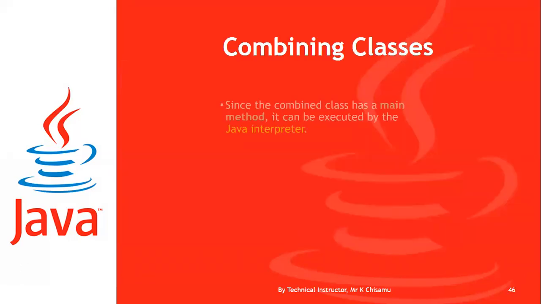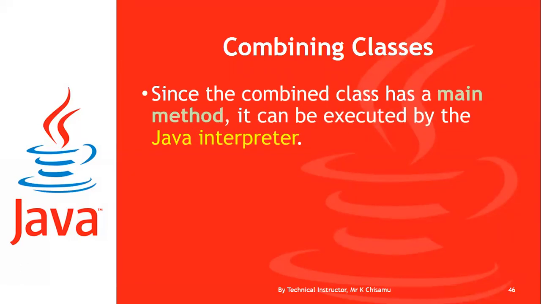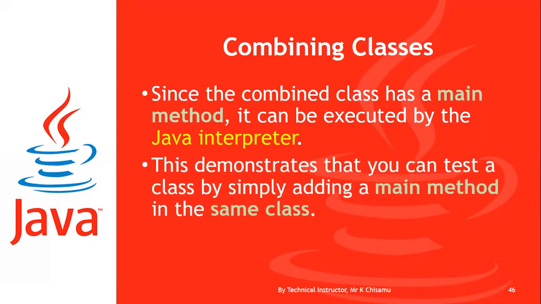Okay, combining classes. Since the combined class has a main method, it can be executed by the Java interpreter. So there's no need to have two .class files. Once you build and run it, the executable file, which is only one file, will be run by the Java interpreter and will show you the results on the console. This demonstrates that you can test the class by simply adding a main method to that class. If you want to test a class, sometimes there's no need to create a separate class to test it. You can embed the main method within that class.